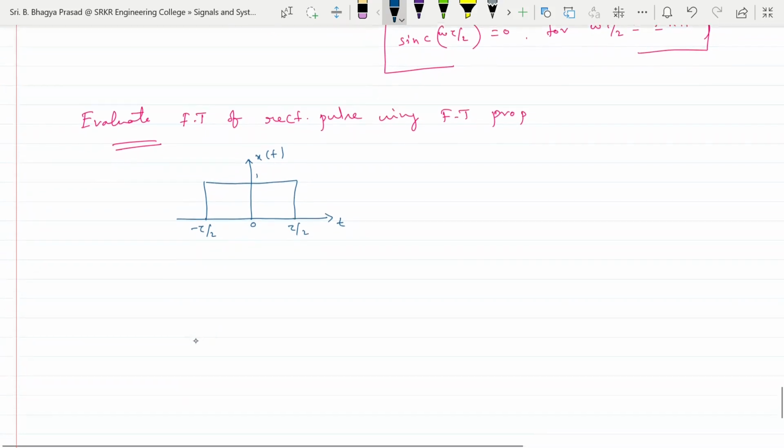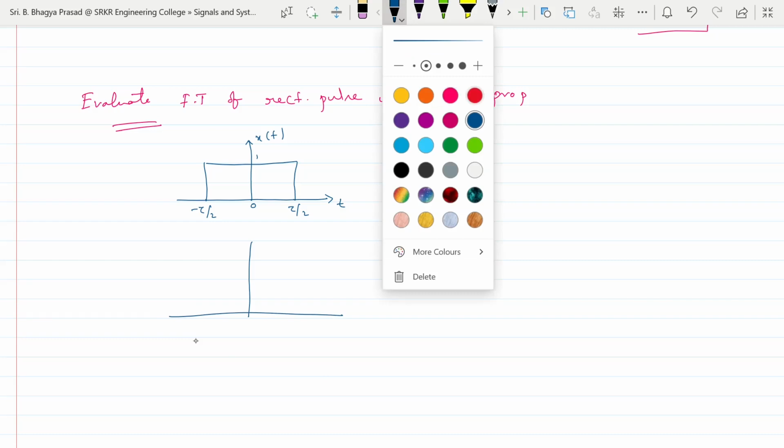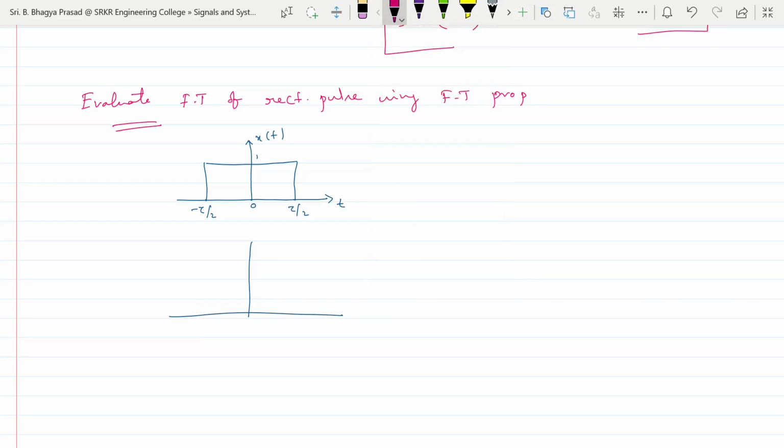Now I will find the derivative of this x of t. Okay, the derivative of x of t. So I am finding d by dt of x of t.